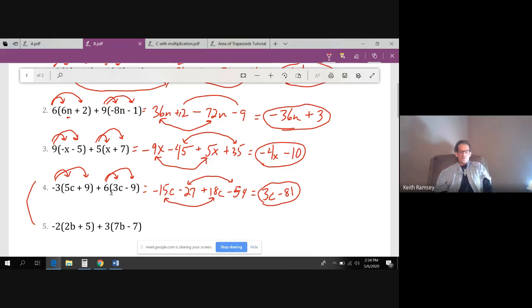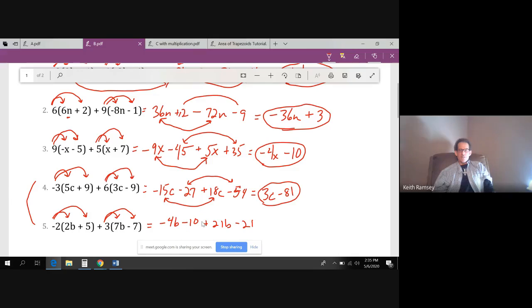Here's number 5 that you guys were looking at. We have negative 2, and I'm going to distribute that to 2b. So that's going to equal negative times a positive, negative 4b. Then I have negative 2 times positive 5 is negative 10. And I look at my next equation. 3 times 7b is 21b. So I'm going to write plus 21b because it's positive. And then I'm going to distribute 3 times negative 7. Positive times a negative is negative 21.